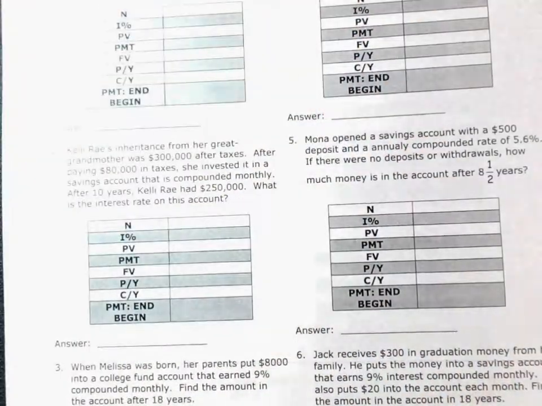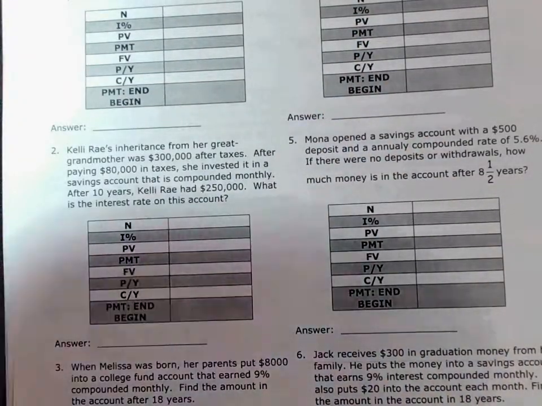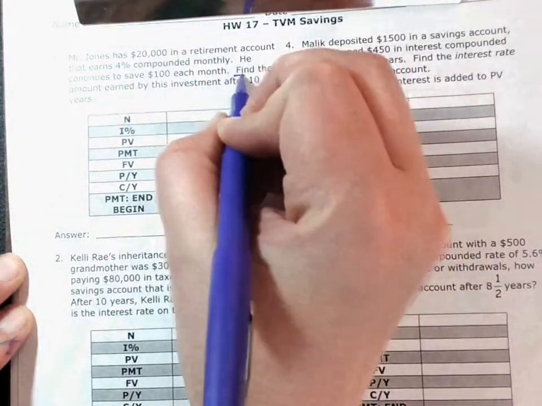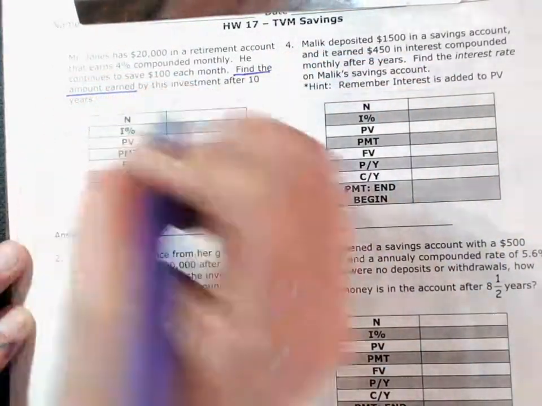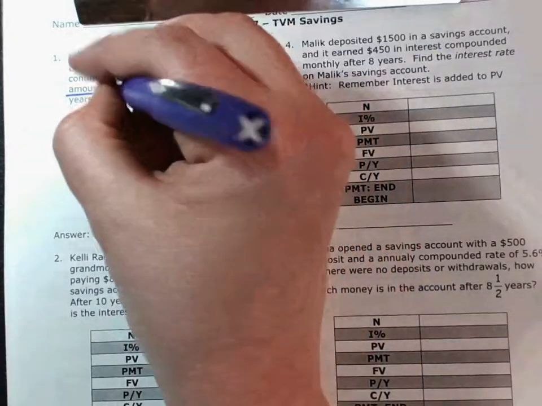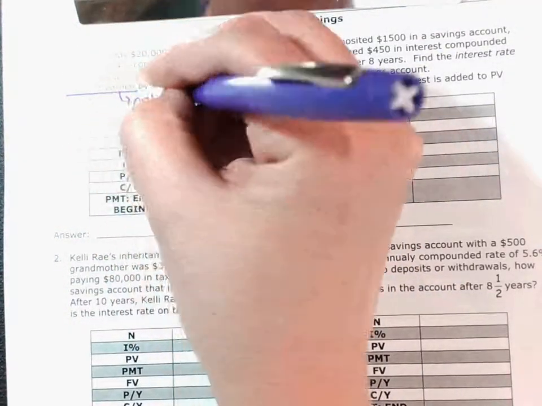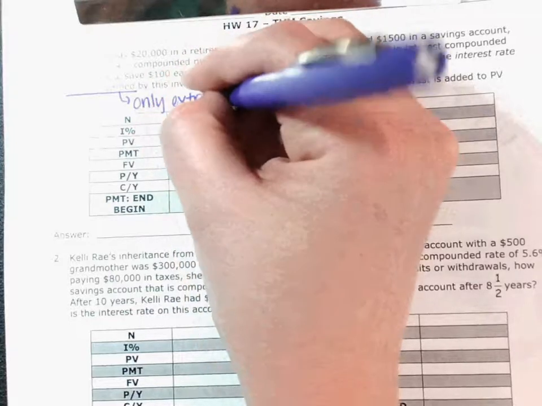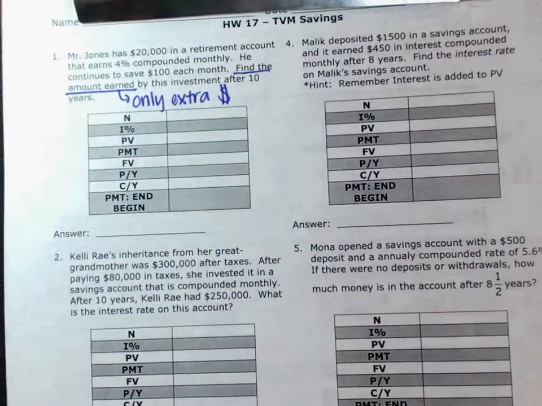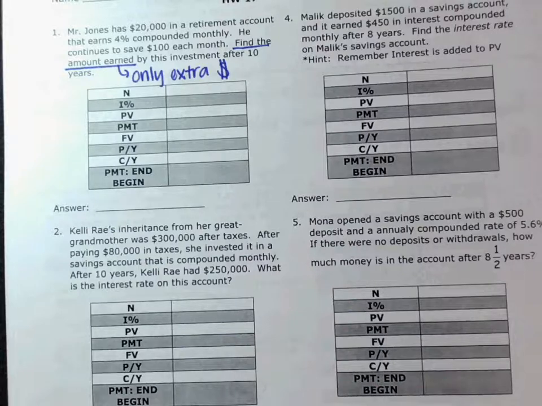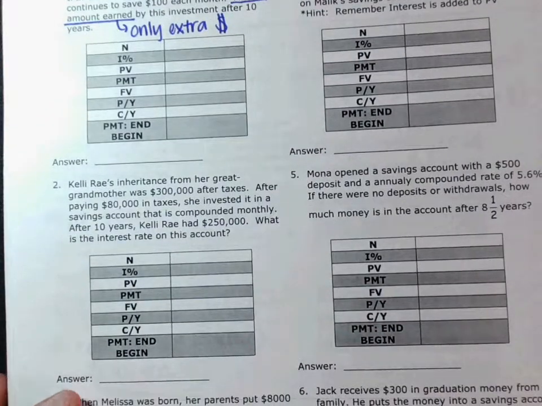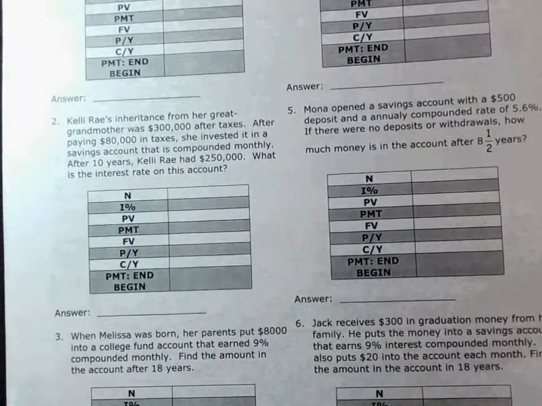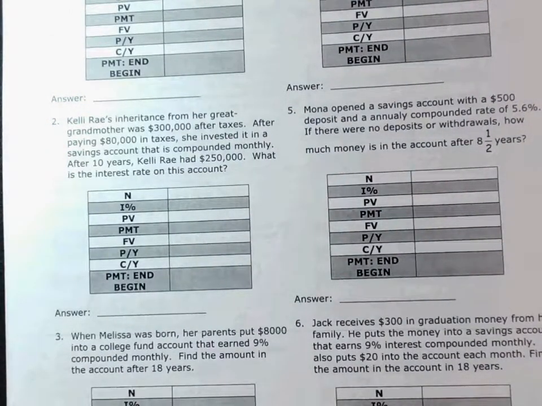Okay, and then on number 1, I'm going to just highlight here. You're not finding the final value, you're finding the amount earned. Okay, so remember, that's only the extra money on number 1. Okay, so if you want to make a note of that on number 1, it's not asking the final value, it's asking how much the account earned, how much it went up. Okay? So number 2, I'll read it to you, and then we'll see if you set it up correctly. Yes, ma'am? Okay. Number 2 says, Kelly raised inheritance from her great-grandma.